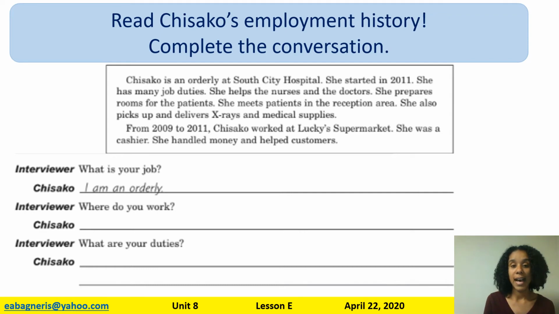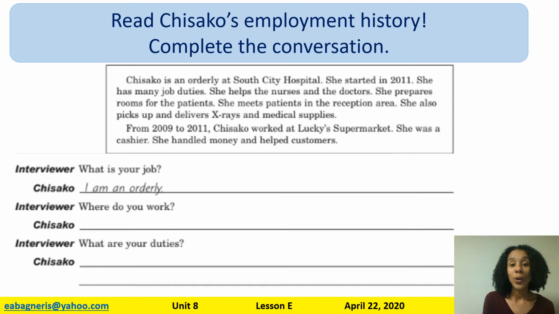And look at this last example of an employment history. Okay, we're going to start in the present tense again. This is what Chisako is doing now. And then we will switch to past tense about what Chisako did in the past.